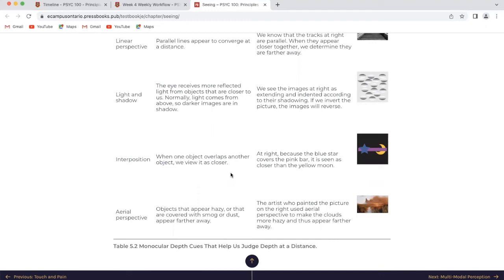And aerial perspective. Objects that appear hazy or that are covered with smog or dust appear further away. And it says here, the artist that painted the picture on the right uses aerial perspective to make the clouds more hazy and thus appear further away.